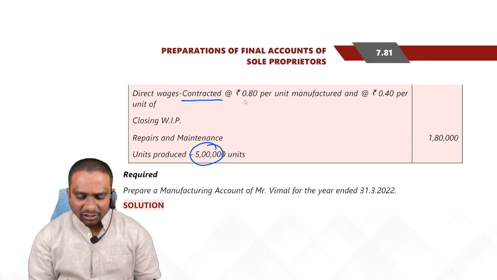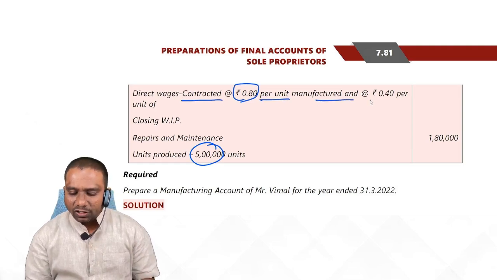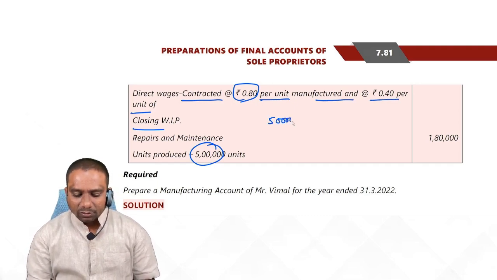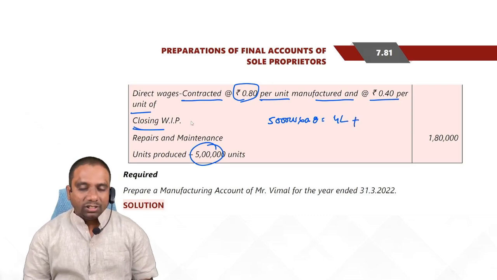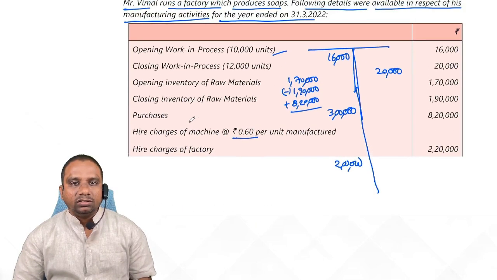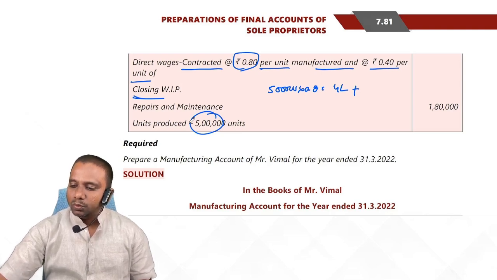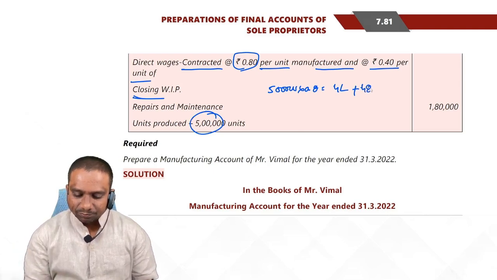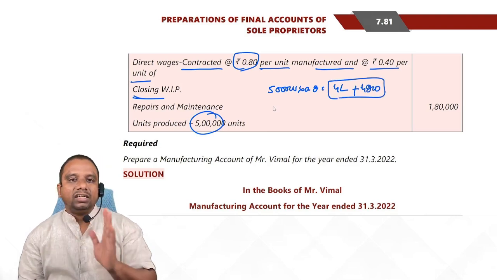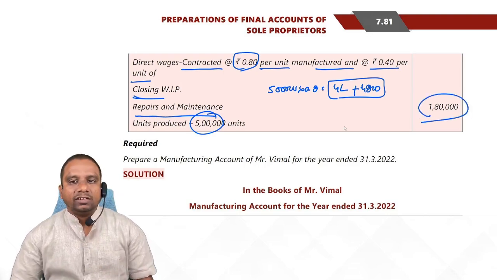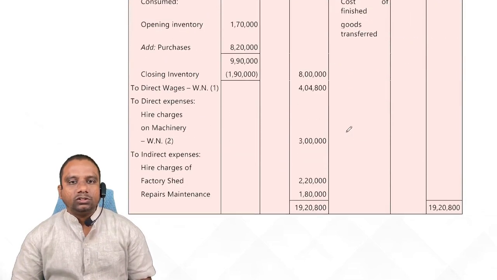Direct wages contracted 80 paisa per unit manufactured and 40 paisa per unit of closing work in progress. See how many units manufactured? 5 lakhs into 80 paisa, so 4 lakhs, plus how many units closing? 12,000 units. So 12,000 into 0.4, 4,800. So 4 lakh 4,800 is your direct wages. Next, repairs and maintenance also debit to manufacturing account. Over. Clear students? This is your manufacturing account.